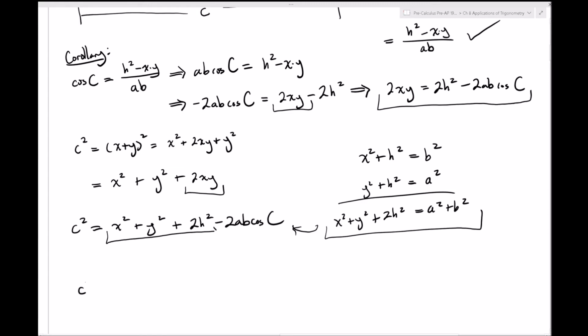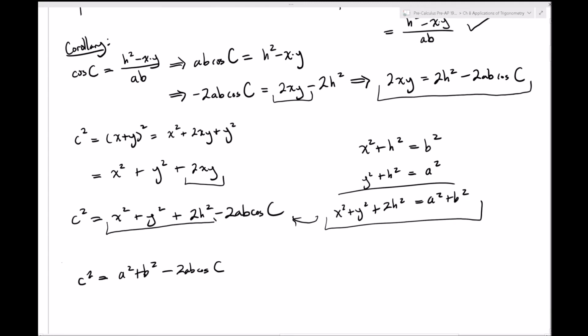And I think we're done, because c squared is equal to those three together, which make a squared plus b squared. And then we have the minus 2ab cosine c, which we gathered from the previous lemma. And I think we're done. That's the proof. So on an oblique triangle, c squared is equal to a squared plus b squared minus 2ab cosine c.